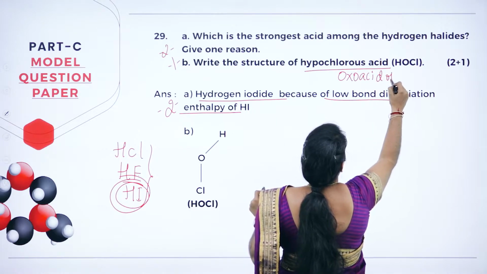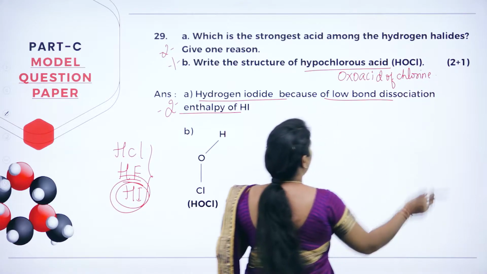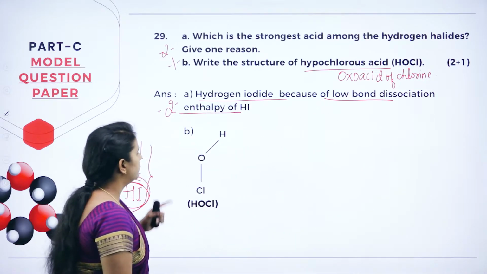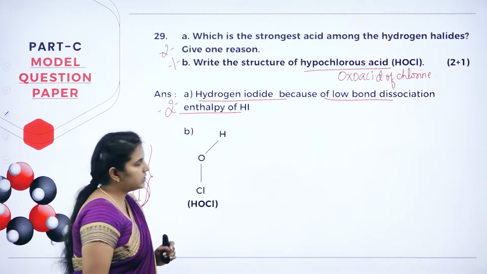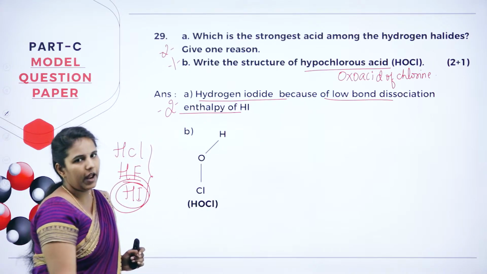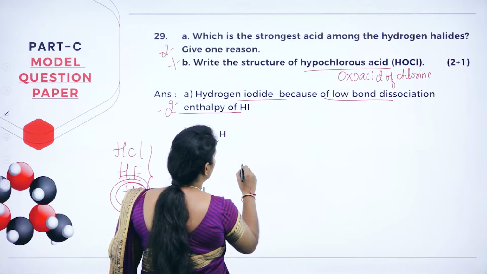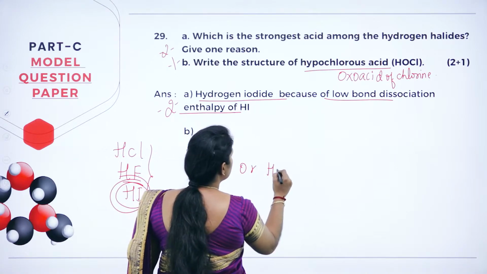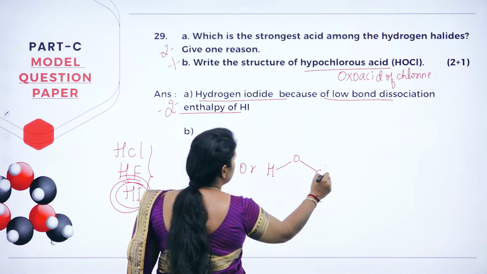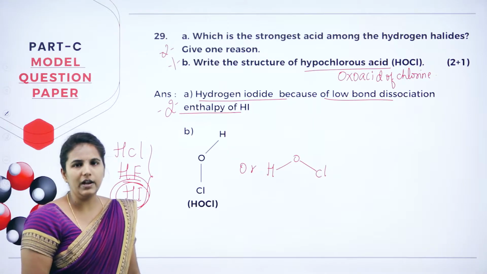Oxo acids of what? Chlorine. Okay. How to write this structure? See, we have oxygen. Between oxygen, we have hydrogen and chlorine, and this is how you will write the structure of hypochlorous acid, or you can write this structure also like this. Any one structure you can write.